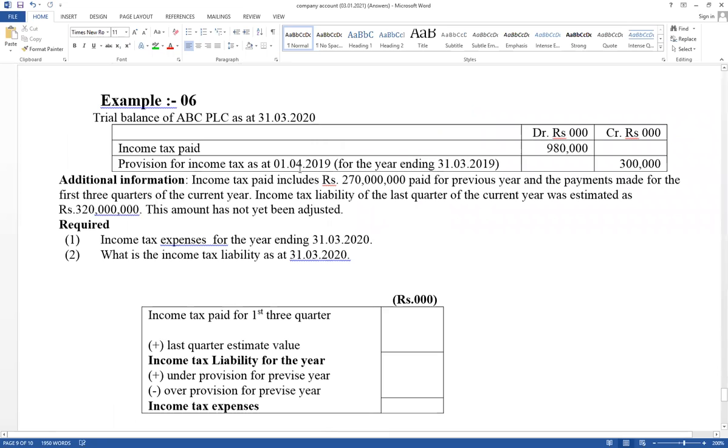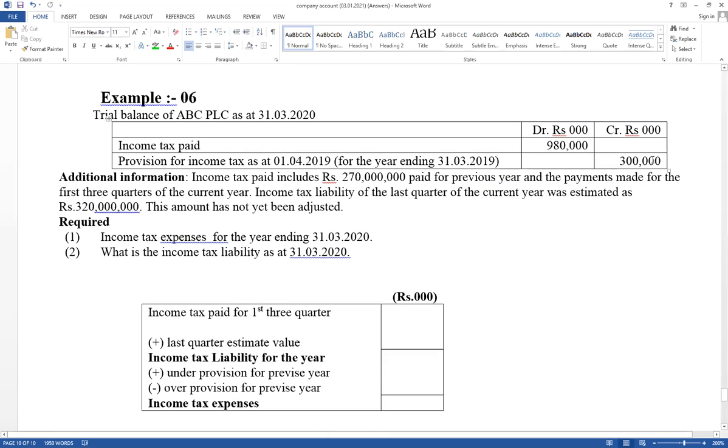And it has given provision for income tax, previous year last quarter. It is relevant for under provision or over provision. Now think about additional information. Income tax paid includes 270,000 paid for previous year. Very important. 980,000 paid during the accounting period. It includes 270,000 relevant to last year.